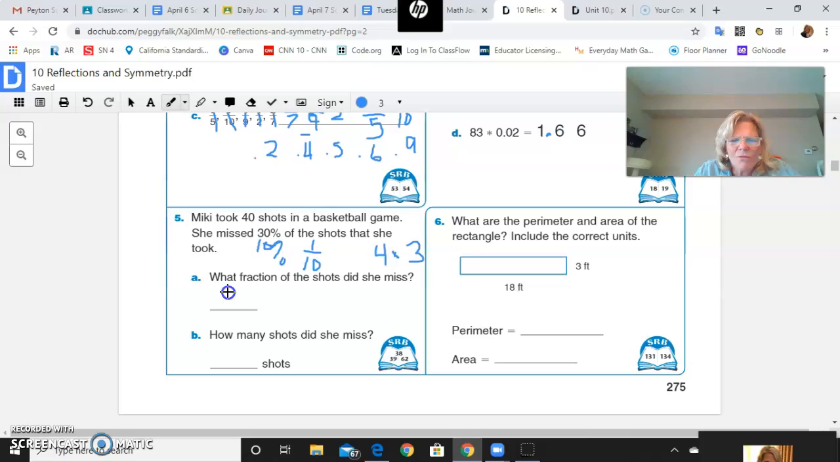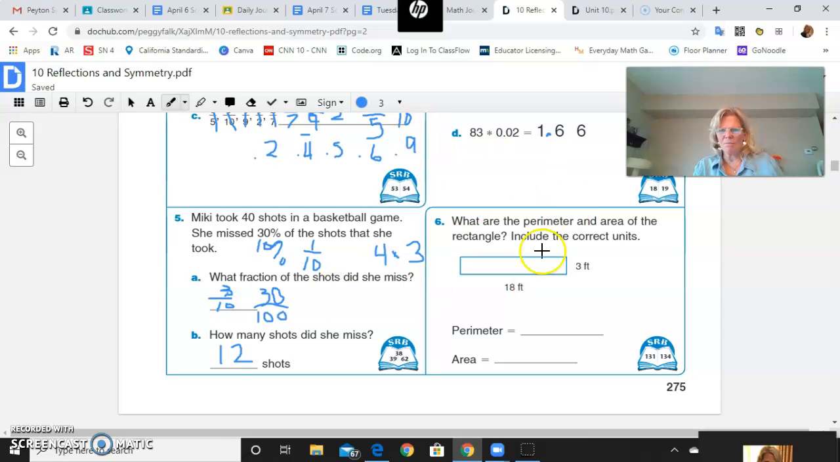So she missed, let's see, what fraction of the shots she missed? So I already figured that out. Sorry, kind of moved ahead. So she missed 30% or 3/10. Or you could also do 30 over 100. I don't know if that's my computer or what, but so she missed 3/10 or 30/100, which is 12 shots.